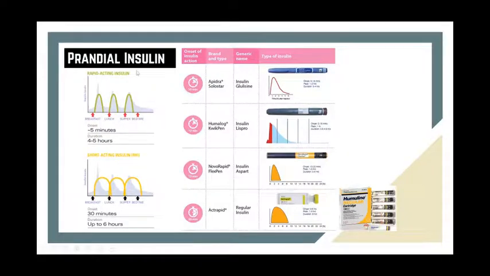This is the prandial insulin that is available in the market. As you can see here, the rapid acting has a 15-minute onset of action, and short acting insulin requires 30 minutes for the insulin action to onset. That's why we will counsel the patient to have a shot of insulin 30 minutes before meals for Actrapid, or 5 to 15 minutes for rapid acting insulin prior to each meal. The most common prandial insulin available in government hospitals is Actrapid or Humulin R.